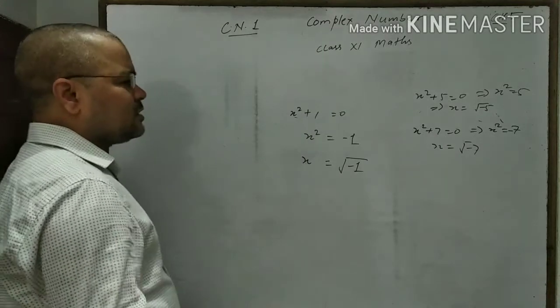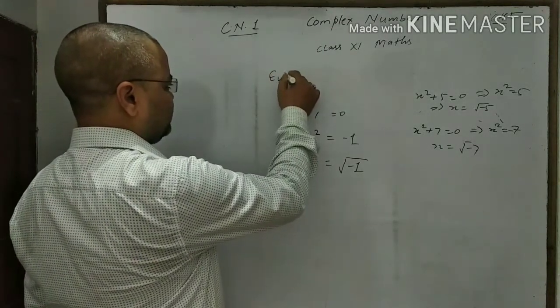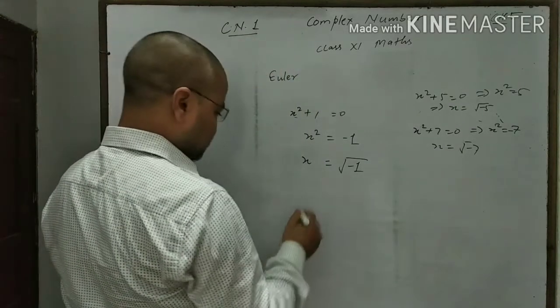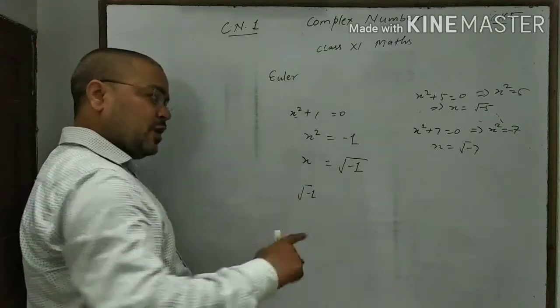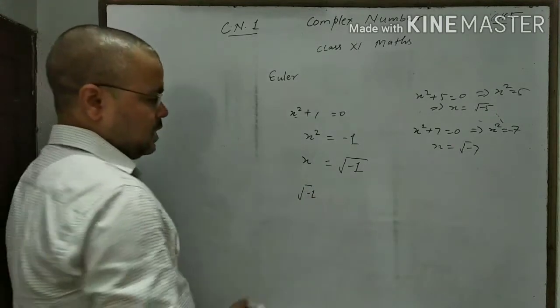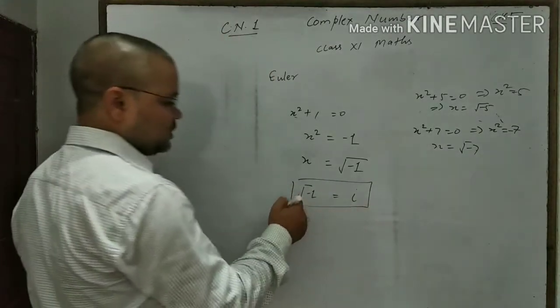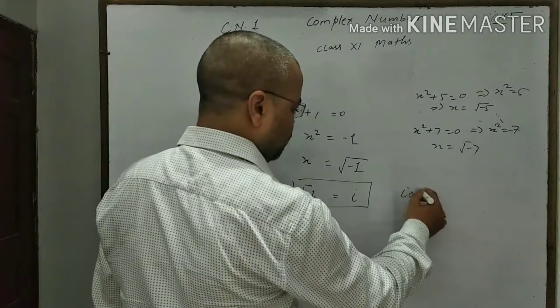Now, there was a mathematician Euler, who thought of under root -1, the square root of -1, as i, and this is known as iota.